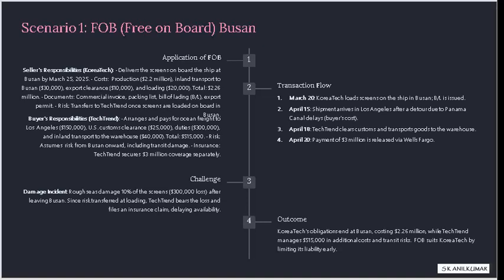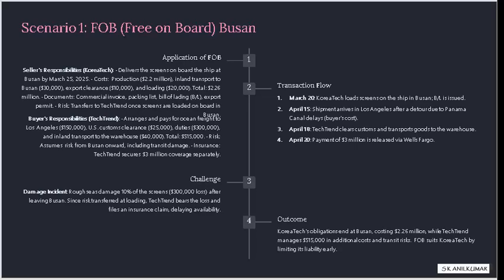The challenge is that if there is damage, because there are rough seas and up to 10% of screens may get damaged after leaving Busan, the risk is transferred the moment goods are put on the vessel. TechTrend bears the loss and files the insurance claim, and the insurance claim will take some time to come, so there is a delay. The outcome is that Korea's obligation ends at Busan, while TechTrend manages additional cost and transit risk. FOB suits the exporter by limiting the liability.